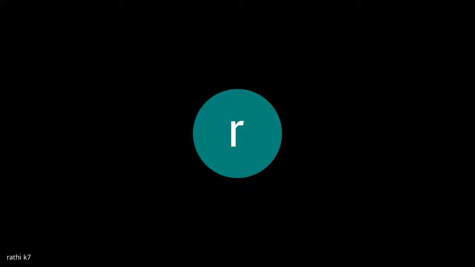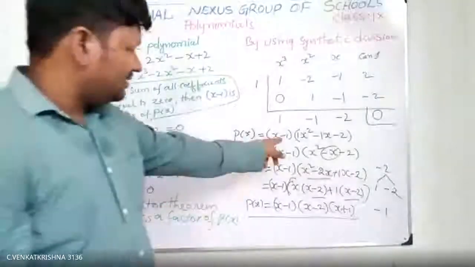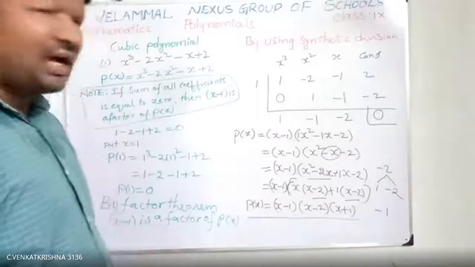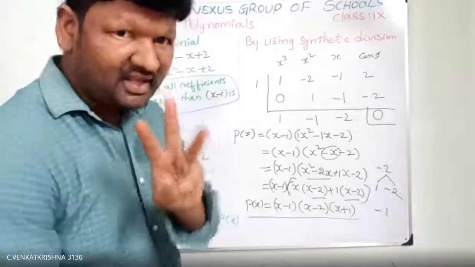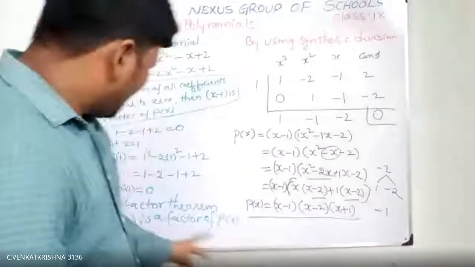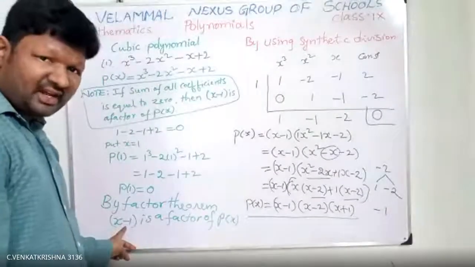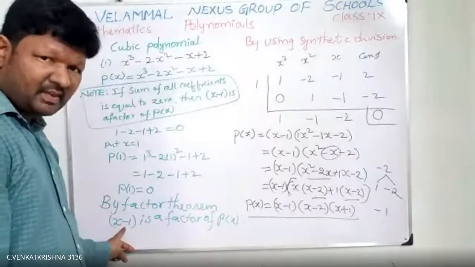Yes, what is your doubt? Sir, why did we take x minus 1 at the start? Yes, a cubic polynomial means we have three factors. In the three factors, we already found one factor, now x minus 1.